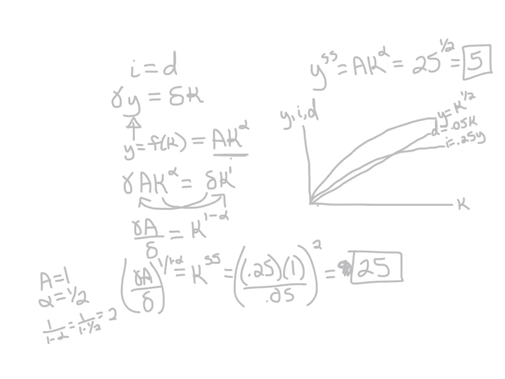The intersection between investment and depreciation occurs right here. So this is steady state, K steady state, which we solved for as being equal to 25. And then we plugged that back into the production function and solved for output per worker in steady state equal to 5 units.